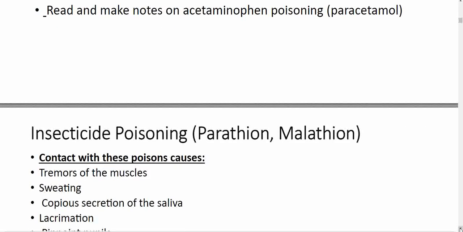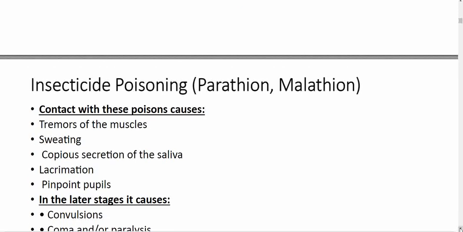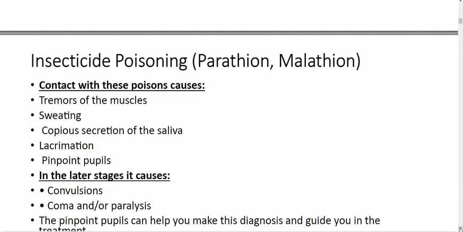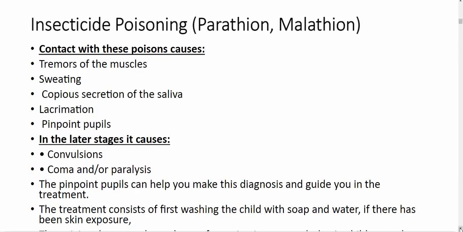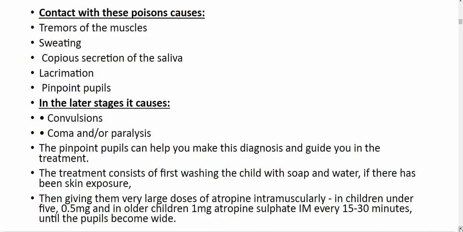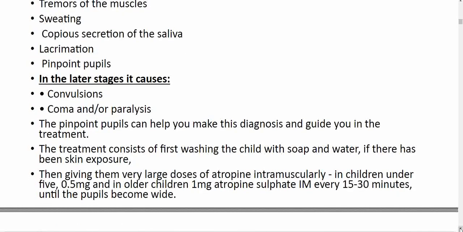Then insecticide poisoning: parathion, malathion. These are the key poisons that are mostly associated. Contact with these poisons causes tremors of the muscles, sweating, a lot of sweat, copious secretion of saliva, lacrimation, and pinpoint pupils. In the latter stages, it causes convulsions, coma, or paralysis. The pinpoint pupils can help you make this diagnosis and guide you in the treatment. The treatment consists of first washing the child with soap and water if there has been skin exposure, then give very large doses of atropine intramuscularly.